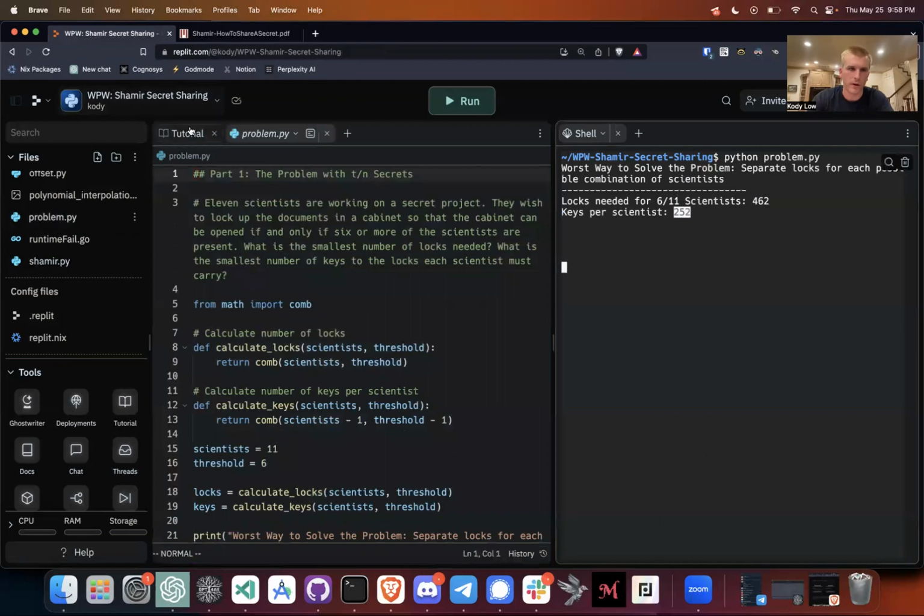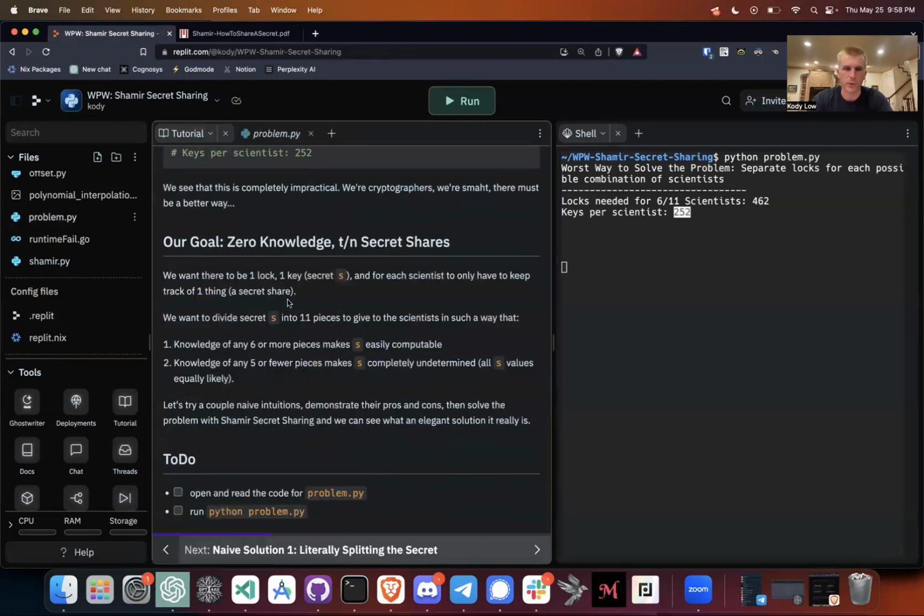The thing that we want is one lock, one key, and for each scientist to only have to keep track of one thing. In this case, it's a share of the combined secret. We want to divide it into 11 pieces such that any 6 of them can be combined in order to recreate the key that opens the lock. But if you were able to compromise 5 of the scientists, you wouldn't be any closer to opening the lock than if you were just some random guy trying to open it.